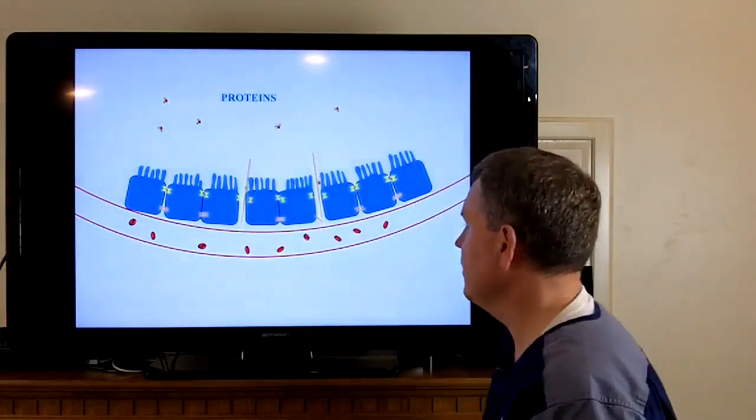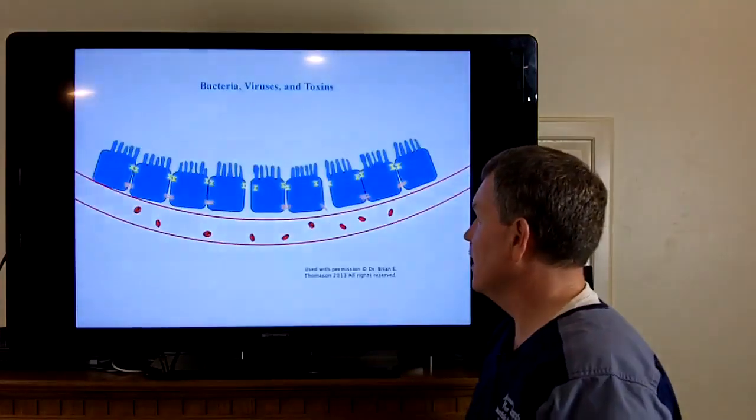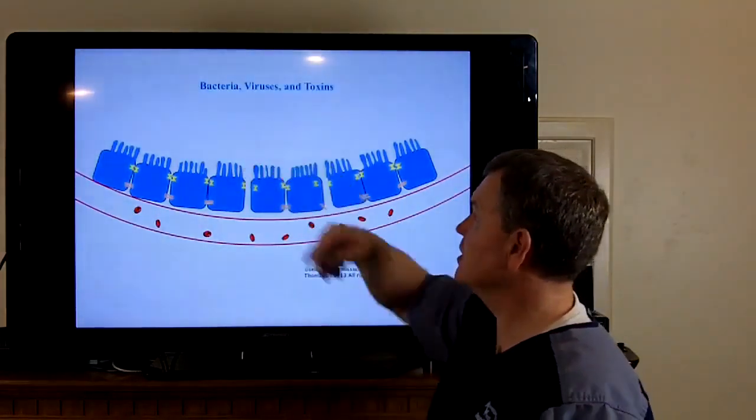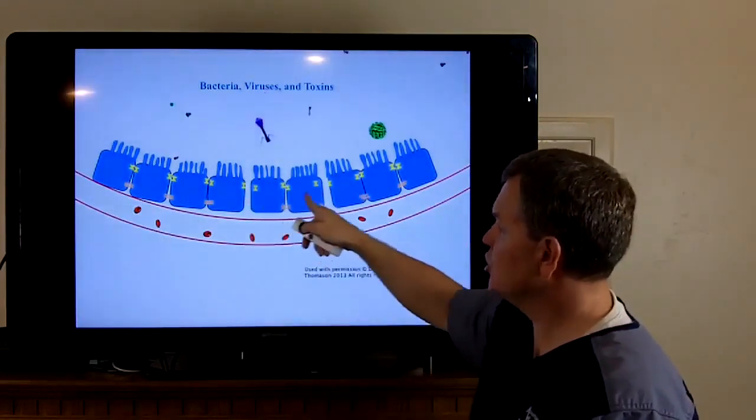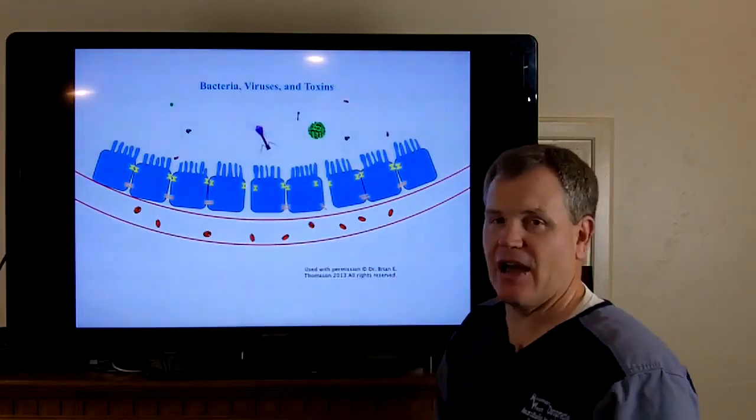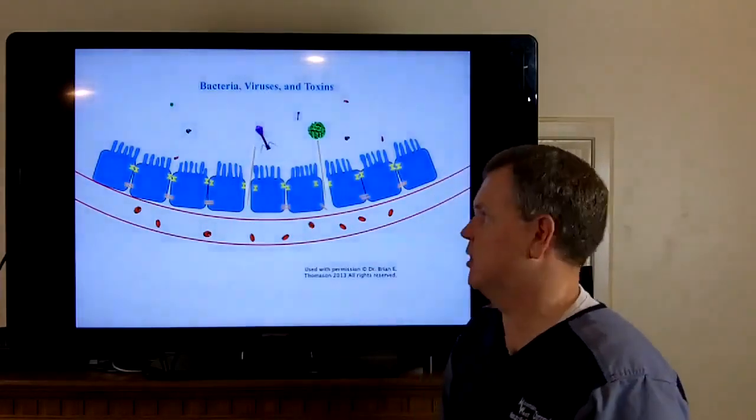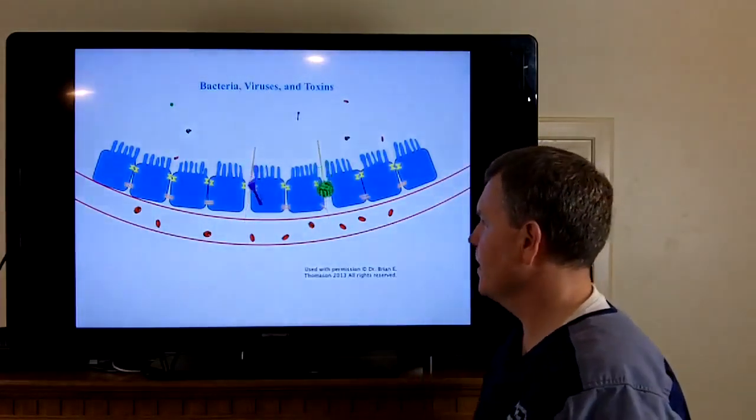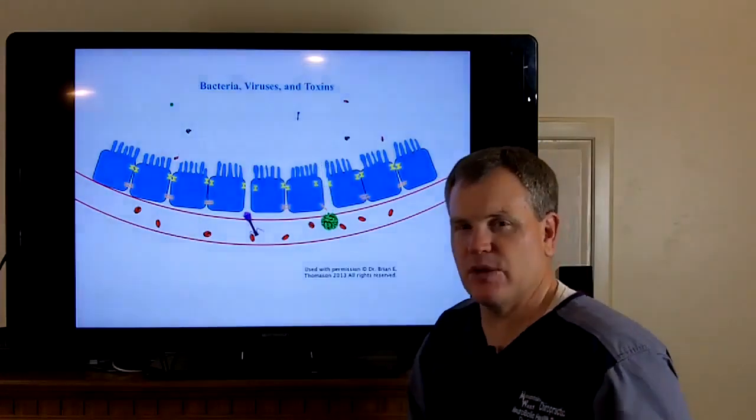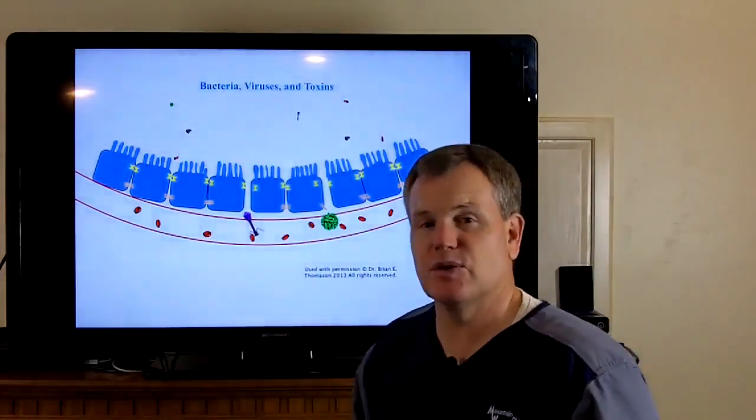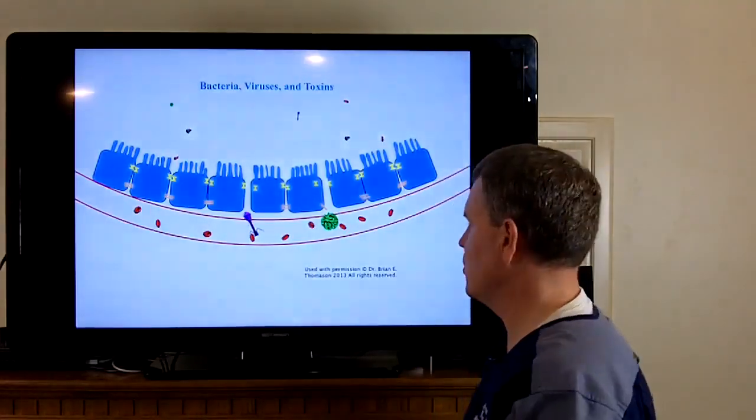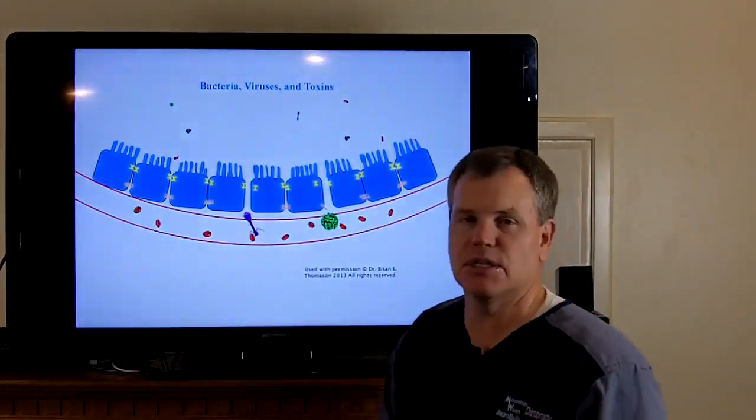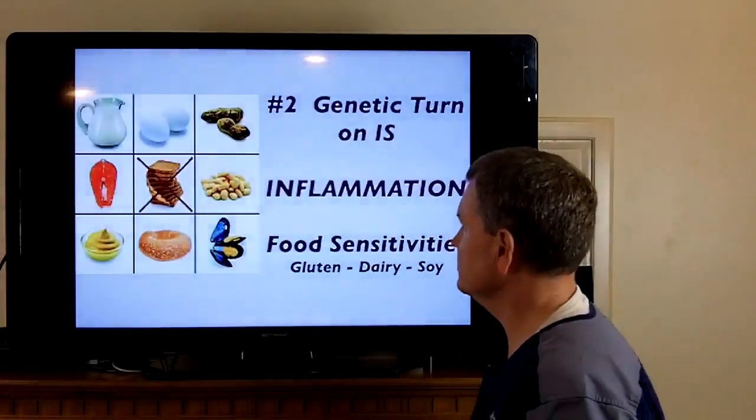Okay? Now, other things that can happen is we get bacteria, viruses, and toxins that now, because we have an open junction, we have the ability for them to get into our bloodstream, and we have issues. Does that make sense? That's part of the reason. A lot of times you've heard of this referred to as the leaky gut. So that's a real quick definition of what's going on. Once again, I want to thank Dr. Brian Thomason for letting me use that.